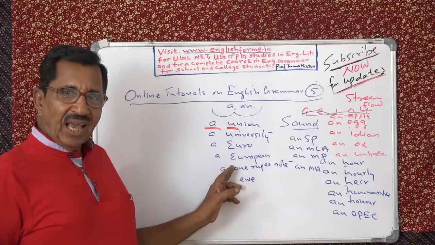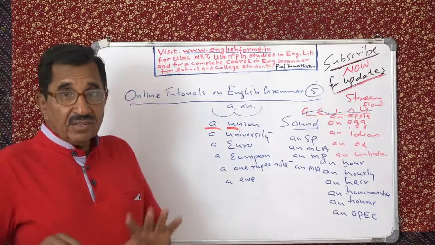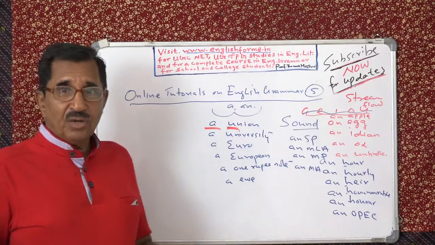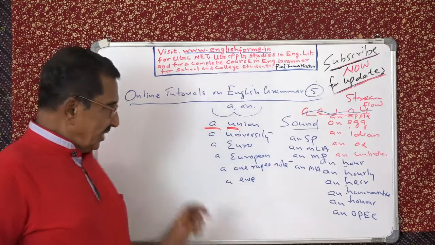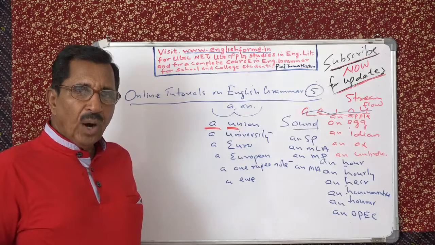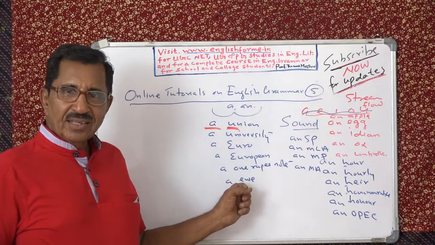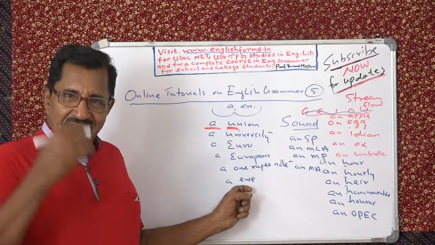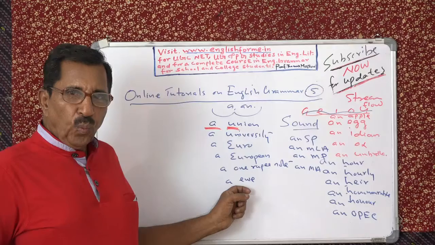European. You don't say an European. If you are saying European, then you can say an European. But that is not the way you say it. So it is a European. One. A one. It's a consonant sound. There is some problem in the airflow. One.